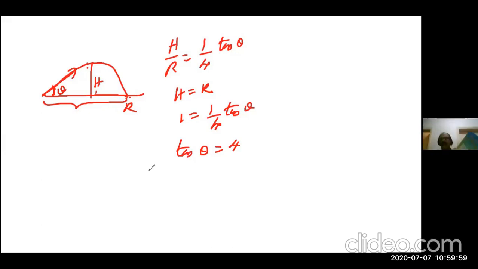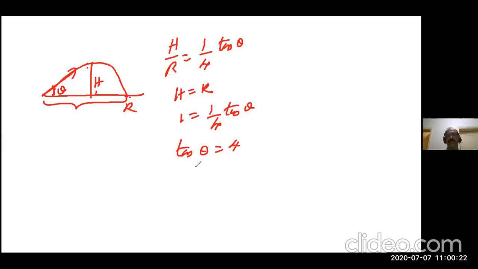You go to the log table and take the natural tangent. Then you can see here 4.0108, and the corresponding angle is how much? 76 degrees, right? Yes, sir.